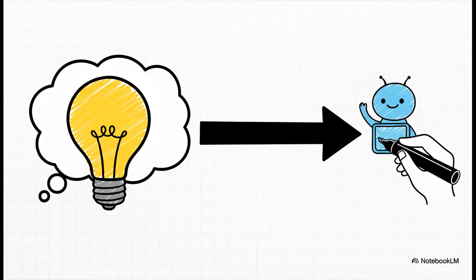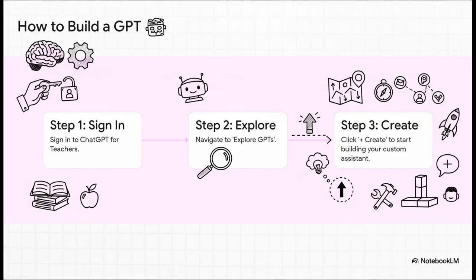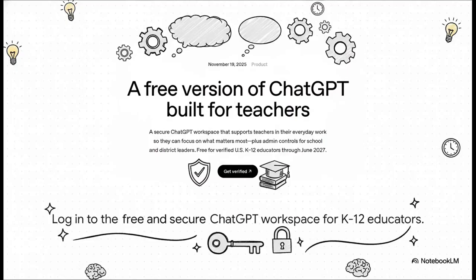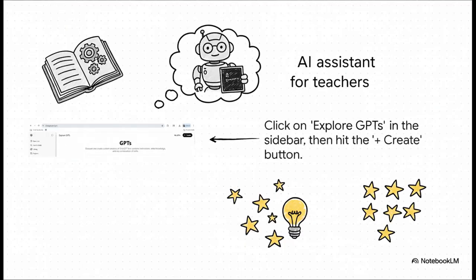So how do you actually build one? Well, it's probably easier than you think. Let's get into it. It really just boils down to 3 simple steps. You sign in, explore, and then create. First things first, you'll log in to the free and secure ChatGPT for Teachers workspace. Then just click Explore GPTs in the sidebar and look for that plus Create button up top.